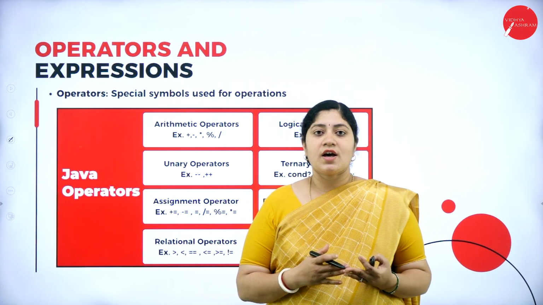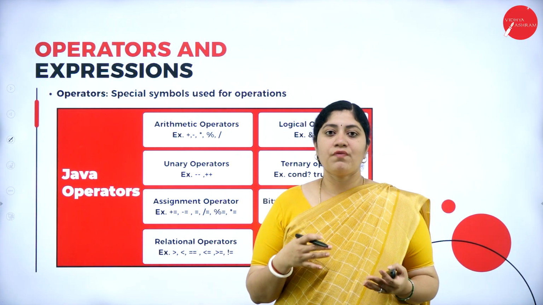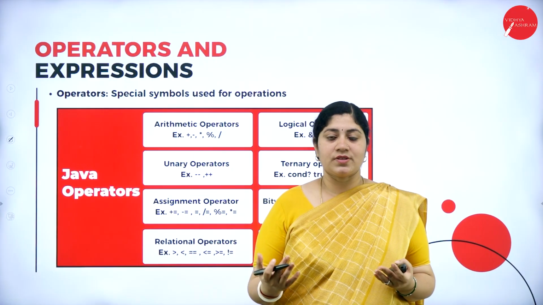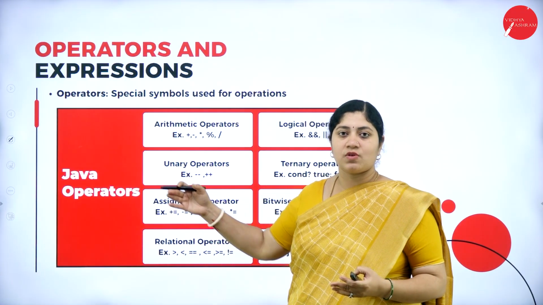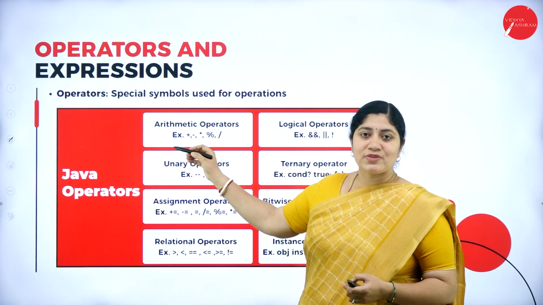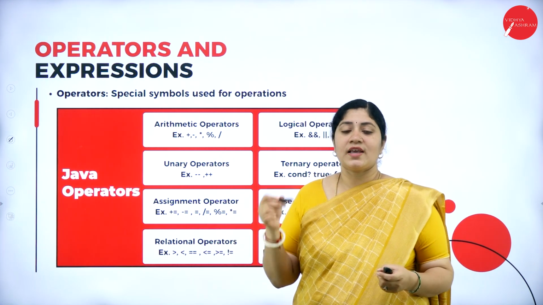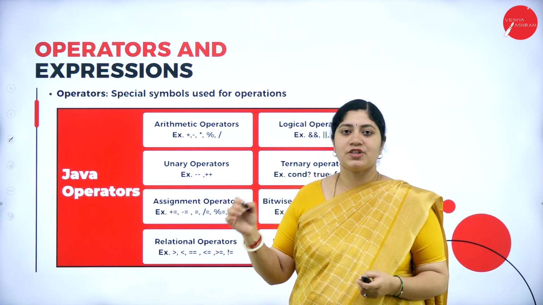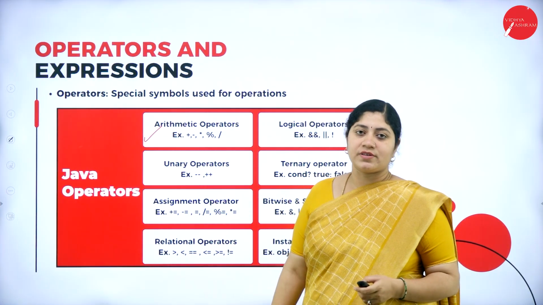So operators are none other than special symbols that are used to perform some specific operations. So what are those operations? We have various types of Java operators here. Let's see one by one. The first one is arithmetic operators. As we know, arithmetic operations like addition, subtraction, multiplication, all are under arithmetic operators.